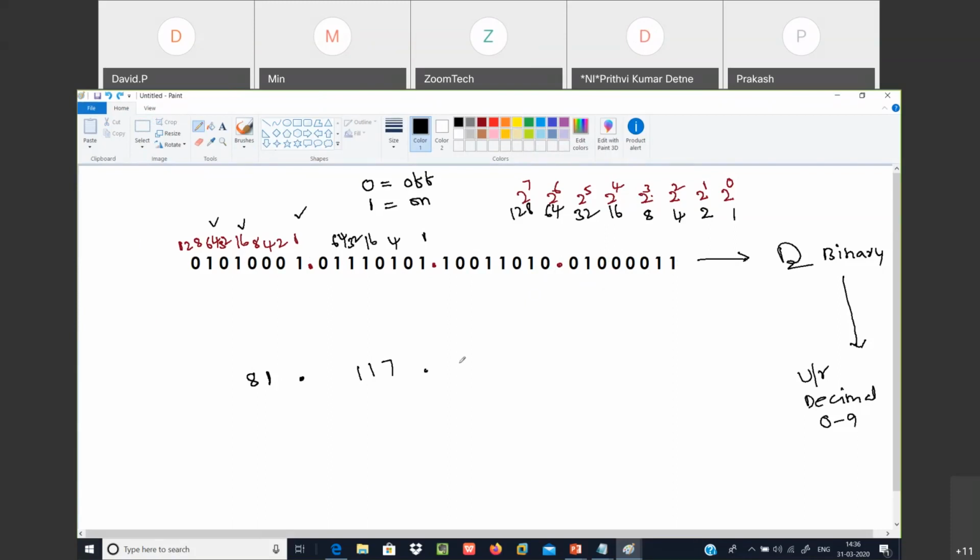Right. The third octet is 154. The last octet value is 67, right? Exactly. So we can convert from binary to decimal. Finally the IP address is 81.117.154.67. As a user we can understand this address, but how does the machine understand? The machine understands 01010001 dot 01110101 like this, right?